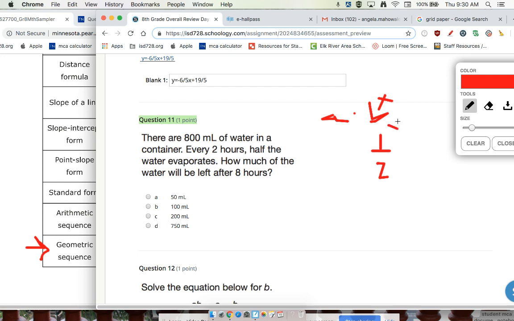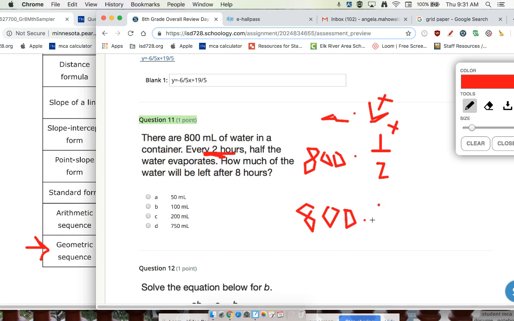So I know it's going to be 1/2 to the x. My initial amount was 800 milliliters, so I'm going to try my hardest to write a nice 800. I really should be doing this on the smart board. I'm in my classroom right now. Okay, but I can't put 8 there because this half is related to every 2-hour chunk. So if I have 8 hours, there's 4 two-hour chunks in there, right? So I'm just chunking it into 2 hours. So my hours should be 4. So it will be 800 times 1/2 to the 4th power.